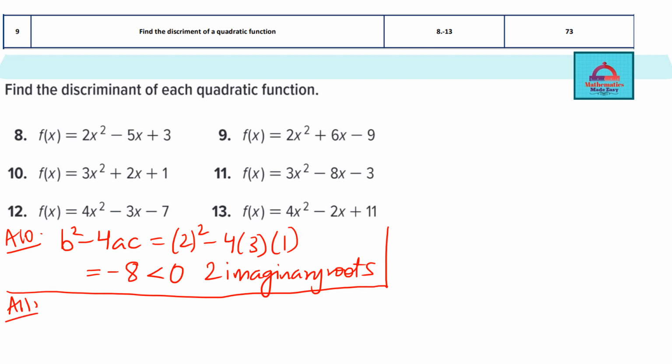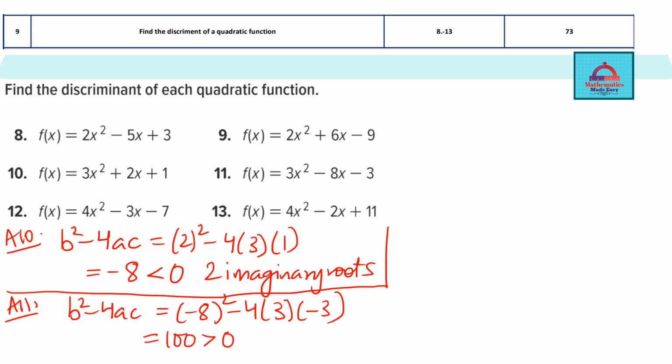Similarly, you do answer 11. Use the same formula for discriminant, that is b square minus 4ac, and this time the value of b for this question is minus 8. The value of a is 3 and c is minus 3. Simplify and this comes out to be 100, which is a positive thing, so two real solutions.